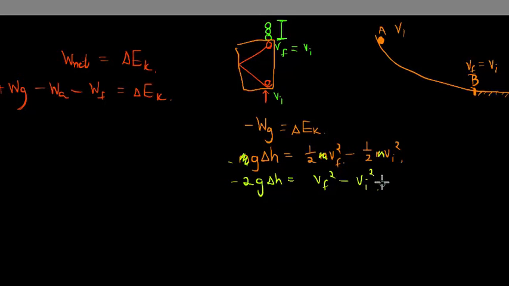And now if I add initial velocity on both sides, then I get future velocity squared is equal to initial velocity squared minus 2g delta h. Does that look familiar? Yeah. Do you see? So in other words, I don't need to go and remember this formula.